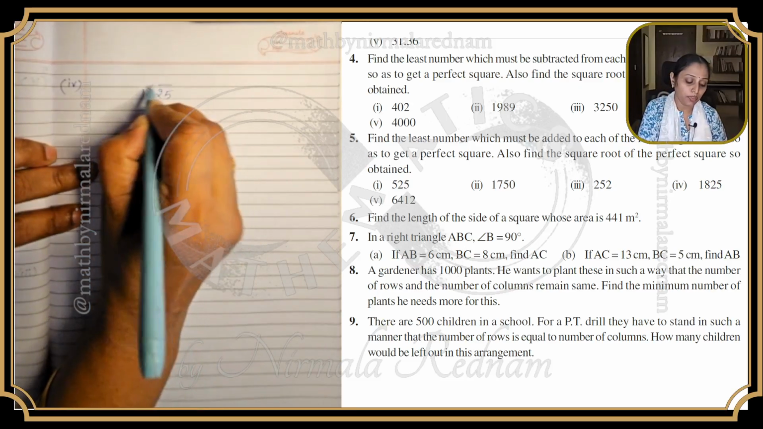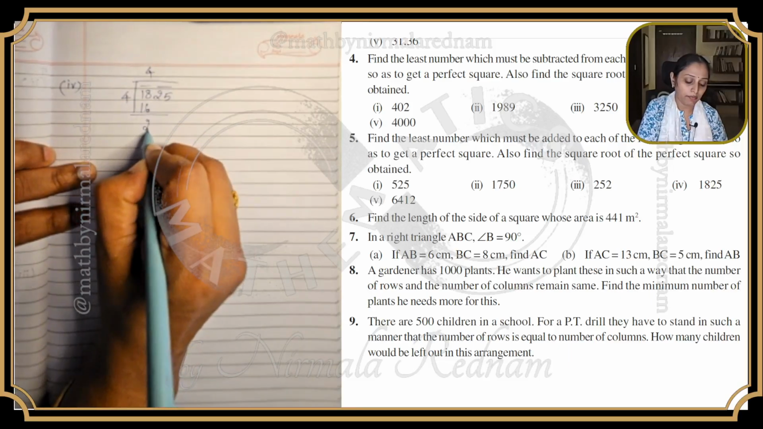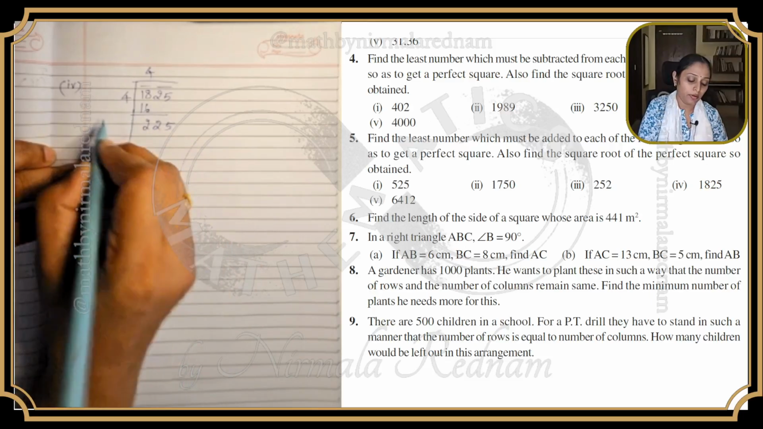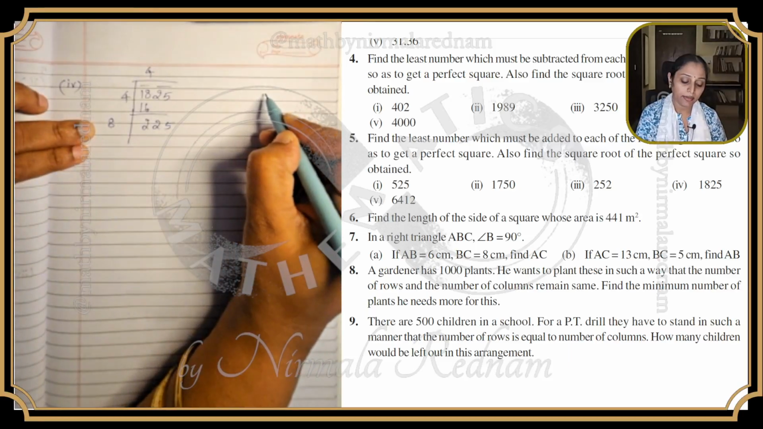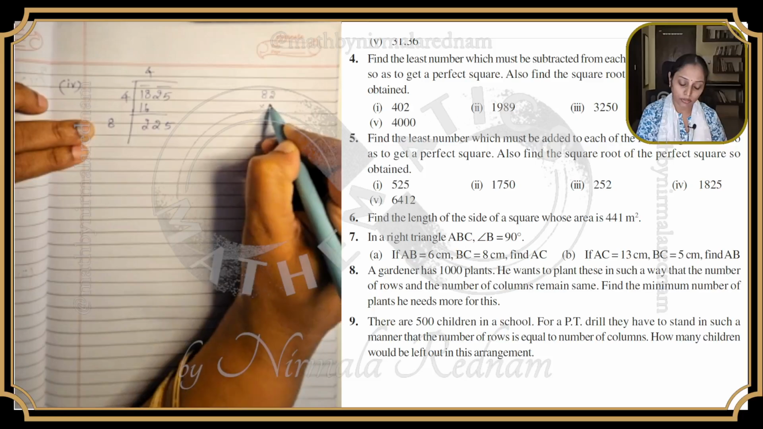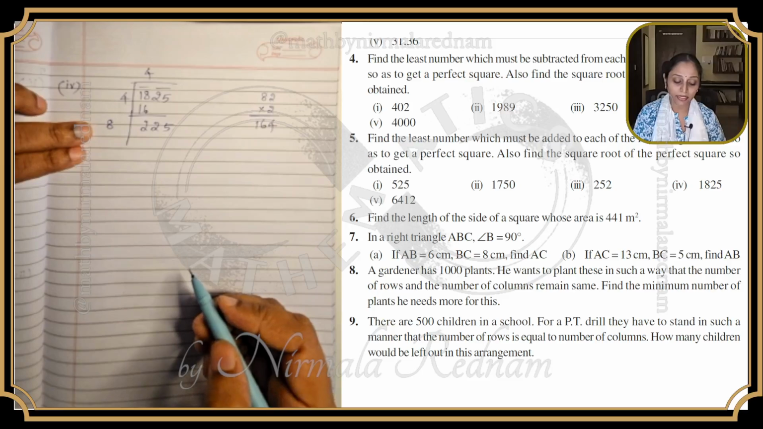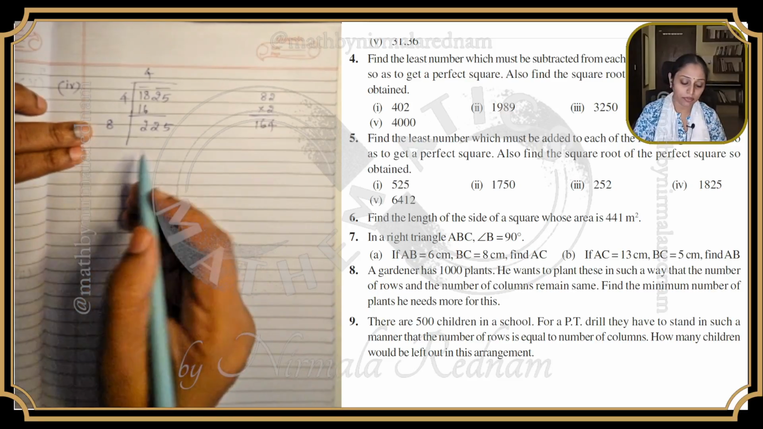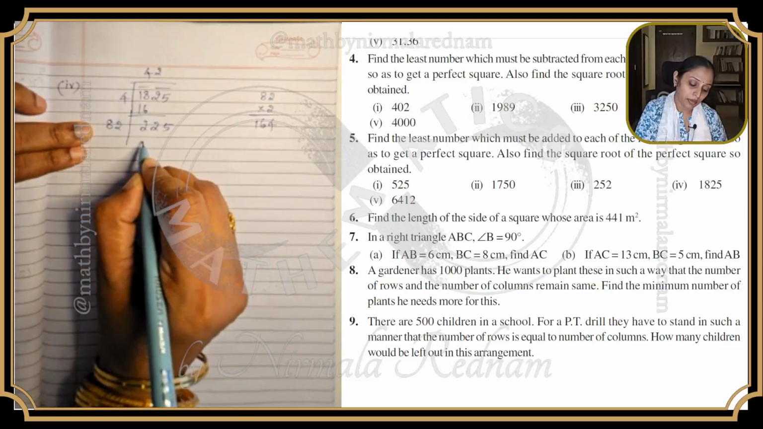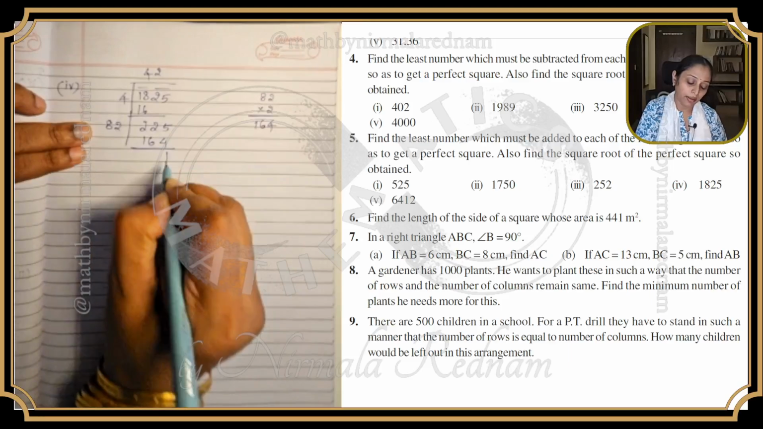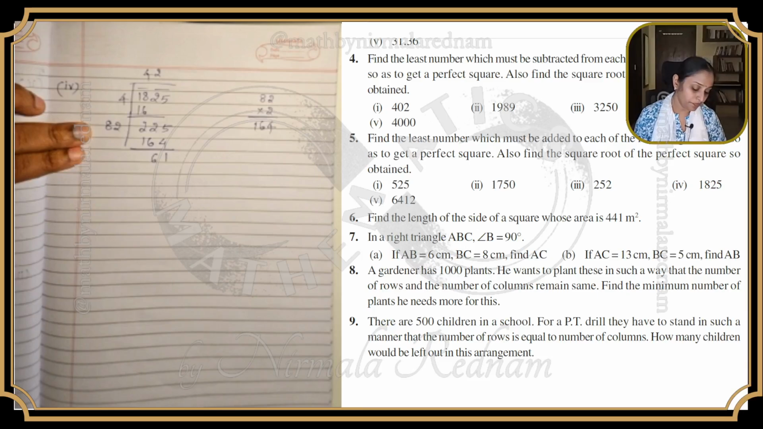1825. Put the bars, 4 square is 16, right? I have 225. Double of 4 is 8. And if I take 82 into 2, I have 164. Should work because 83 into 3 will become 240 something, which is greater than 225. So 164 should work. I have 1 and 6 here. So the remainder is 61, right?